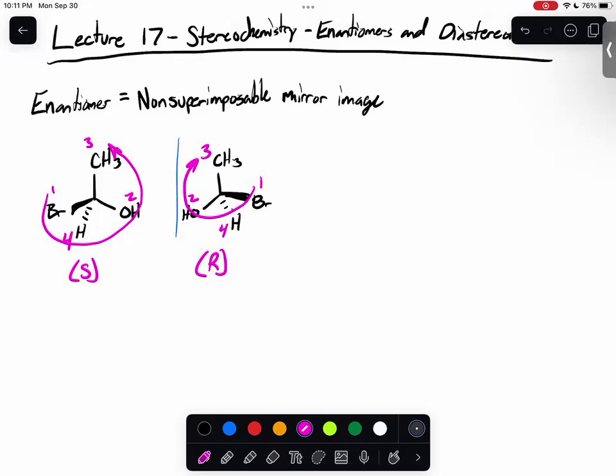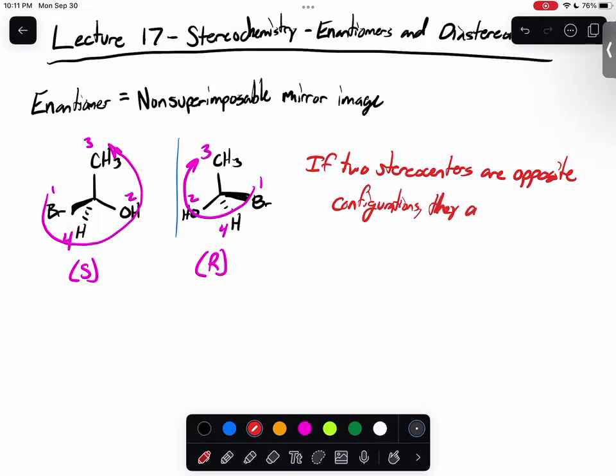Knowing the definition of an enantiomer being a non-superimposable mirror image, and us having talked about this last time, you may immediately notice that if two stereocenters are opposite configurations, they are enantiomers, right? Because that's just the way this has to be. If one of them was S and the other one is R, those are opposite absolute configurations. These are non-superimposable mirror images. Therefore, they are enantiomers. So that's one way that we can define these.